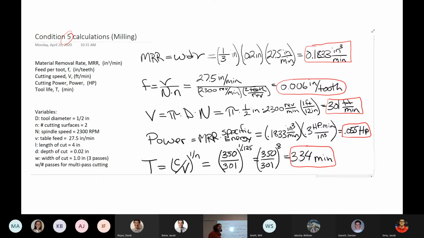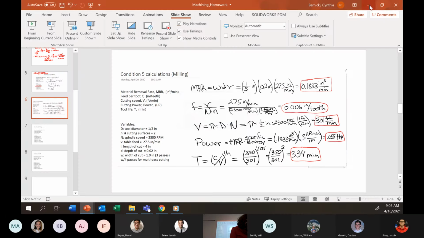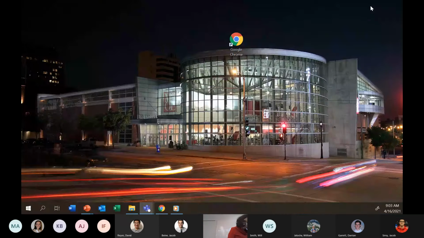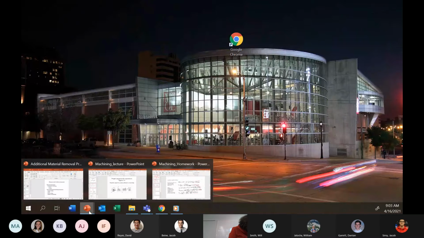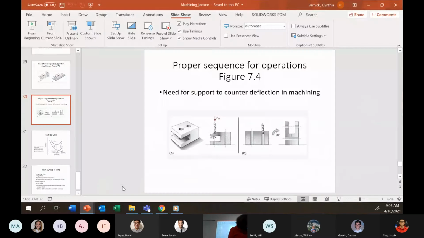So again, this is a partial example for one of the conditions in your homework. Okay, so we should be good to go on our homework.